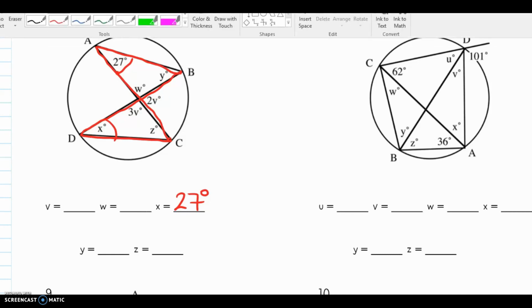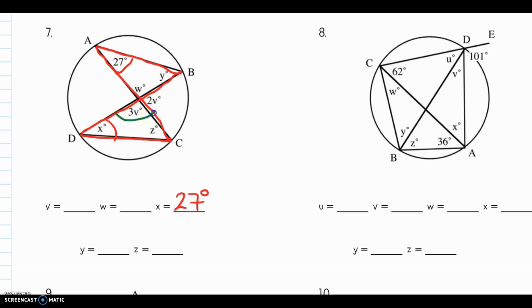I can say, right, if this is a straight line, that's 180. So 3v plus 2v, so 5v is 180 degrees. So 1v must be 180 divided by 5, which is 36. So v must be 36 degrees, in which case this 3v must be 108. And the 2v must be 72.